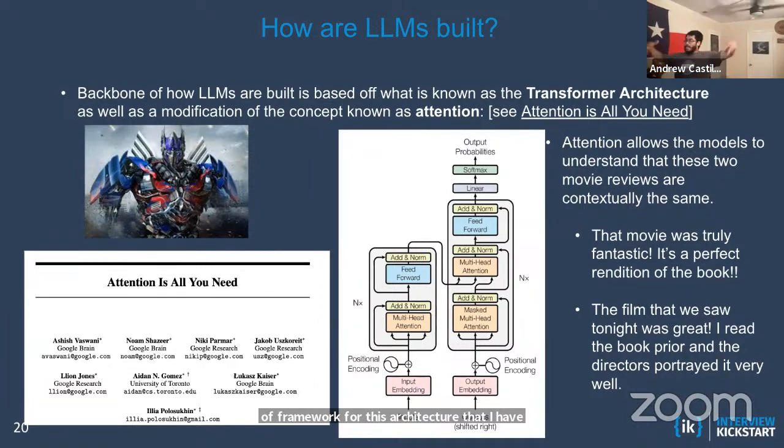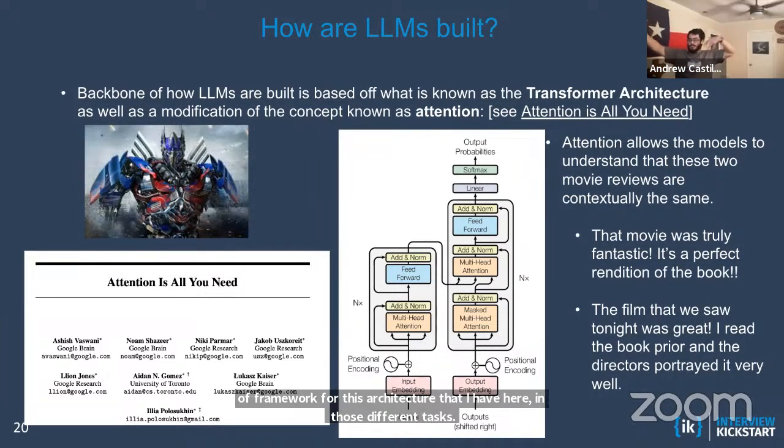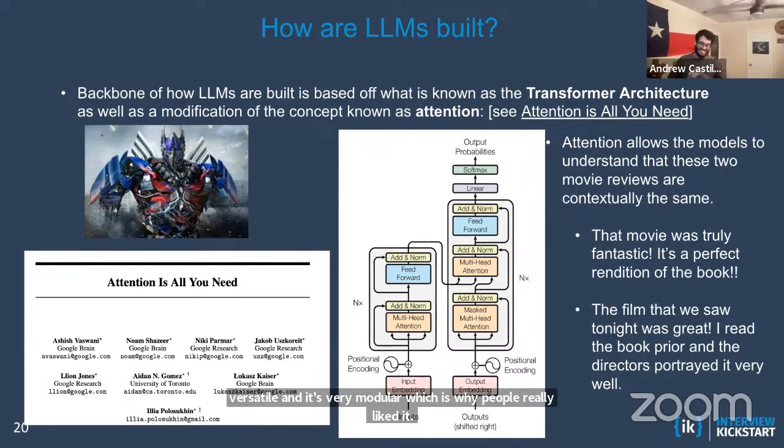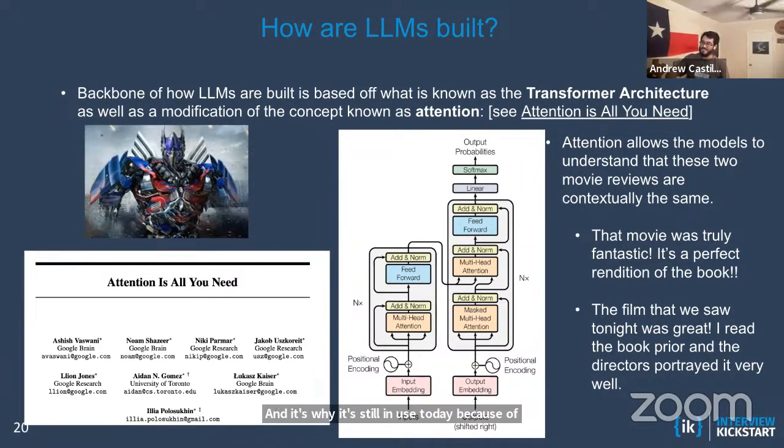different tasks. It took all these different fields that were maybe using different types of convolutional neural nets or recurrent neural nets, and it's almost bringing them together and using the same architecture to solve different problems. So it's very unique, very versatile, and very modular, which is why people really liked it, and it's why it's still in use today. It's really, really cool because of that.